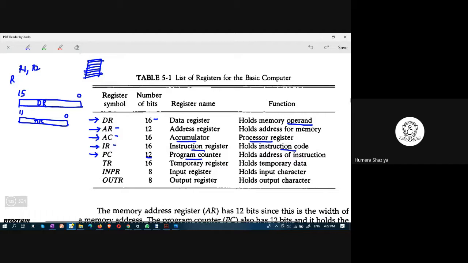And what does it hold? This is very important. You should learn it and remember it. It holds the address of the instruction. Can anyone tell me what is the difference between AR and PC? Ma'am, AR will hold only the address of the memory, but program counter will hold the number. I mean, how many operations have to be performed on the address? It will be stored in the program counter.